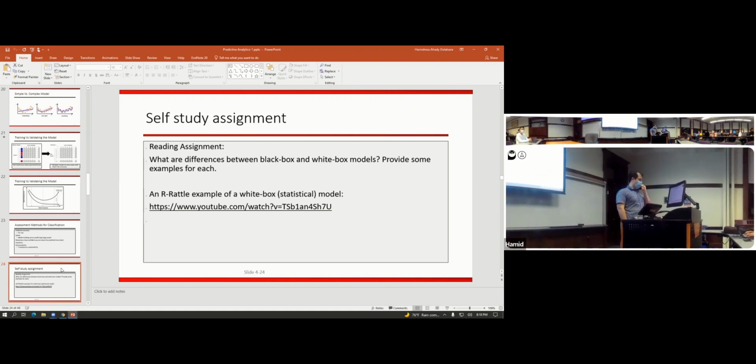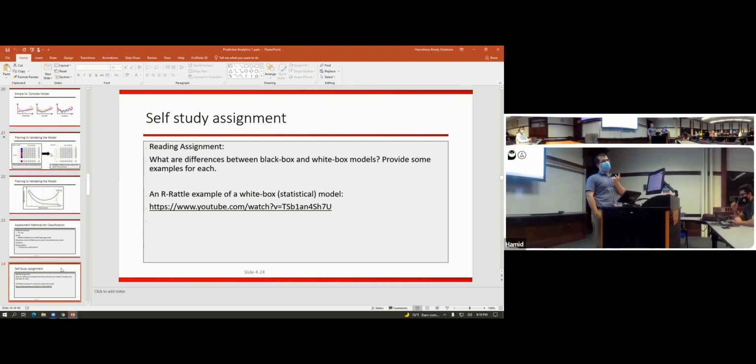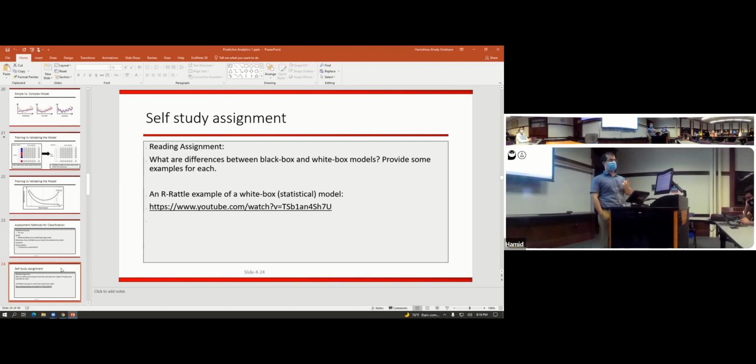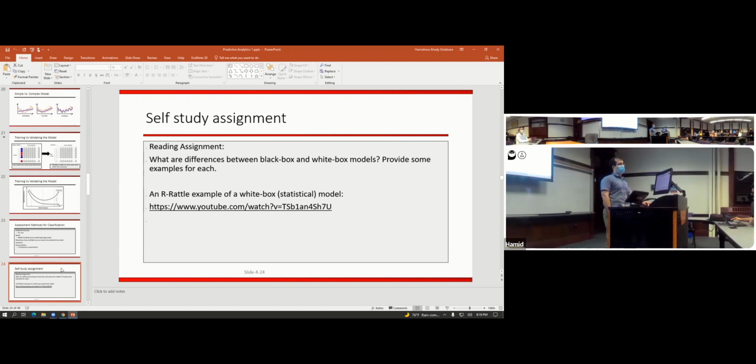Also, here I took a video from one of my colleagues. He talked about decision tree and he explained the relationship, so you can consider it a white box algorithm. Later, if you are interested to know more about decision trees and how to interpret a decision tree model, watch this video. This is actually a good video.